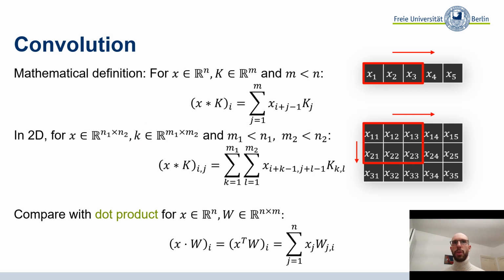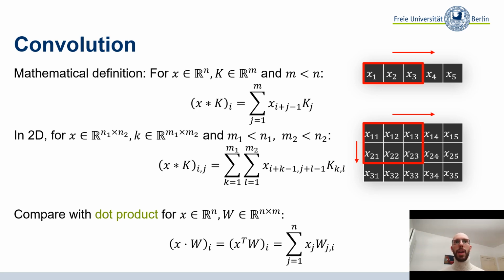Our kernel is also a matrix n1 times n2, and now the ijth element of this convolution looks like this. So you see this is pretty much like the expression that we have up here, only that we have an additional index. So now we have x_{i+k, j+l}, and our kernel also has two indices.